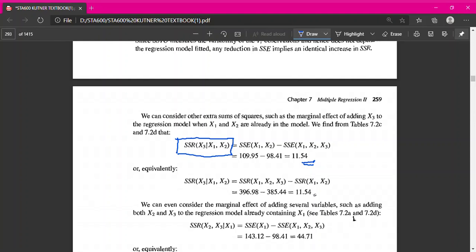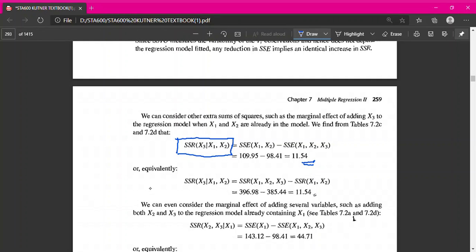Model asal yang kita ada X1 dan X2. Dan sekarang kita masukkan another variable X3 into the model. So, daripada sini kita boleh tengok bila kita masukkan X3 dalam model kita, bila X1 dan X2 dah ada dalam model, seberapa banyak dia punya reduction in error sum of square ataupun increasing in regression sum of square. So this is the value-nya.